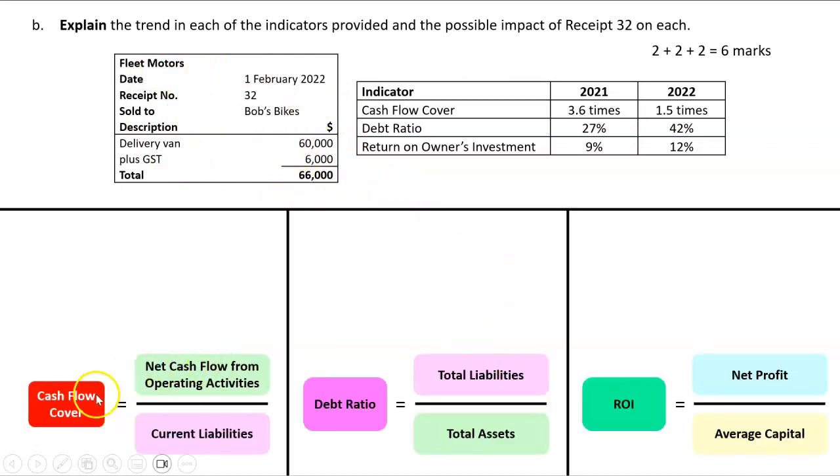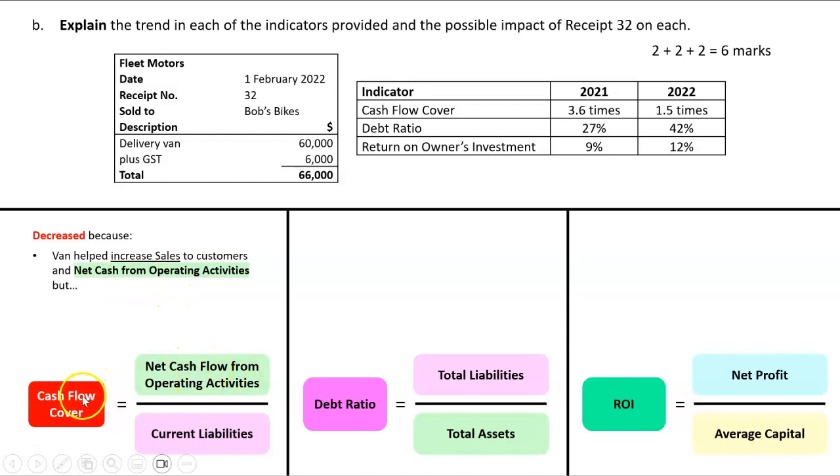So why don't we just look at each of the indicators separately. We'll start with the cash flow cover. And this one got worse. It decreased. Why? Well, I guess some possible reasons, and we don't need to talk about all this, but one reason is you would think a van would help us increase sales and net cash from operating activities, so that would be the number on top.